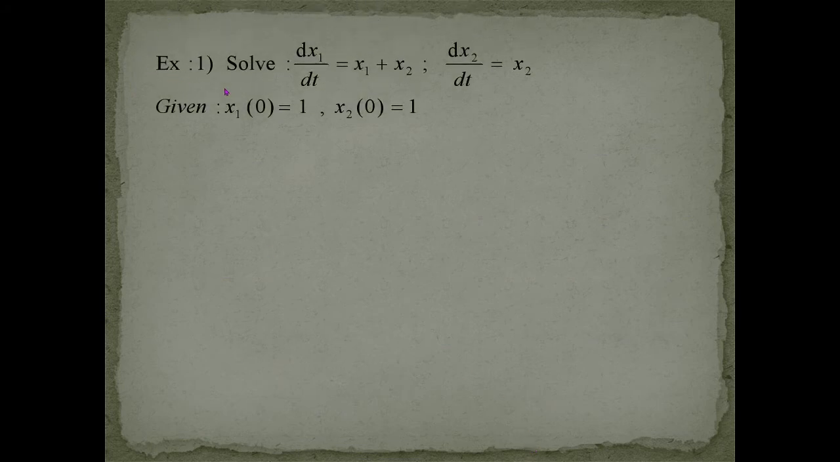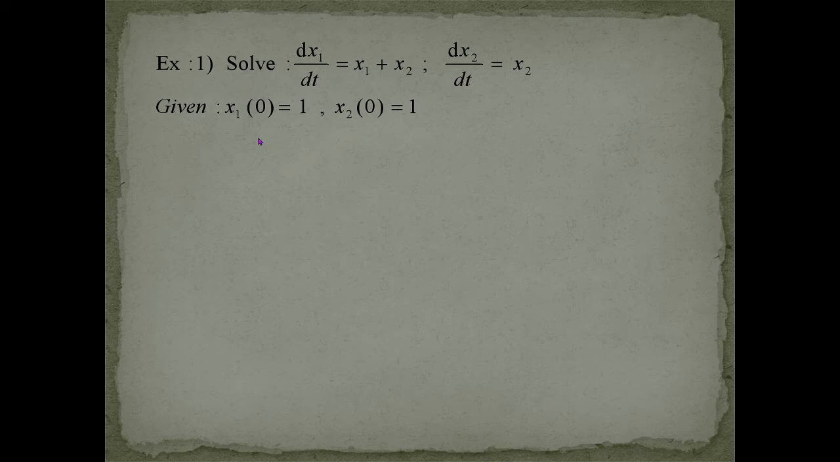Example number 1 says, solve dx1 by dt is equal to x1 plus x2, dx2 by dt is equal to x2. As you can see, x1 and x2 are dependent on t. So x1 and x2 are dependent variables, whereas t is the independent variable. We are given the initial condition: x1(0) is 1 and x2(0) is 1. These initial conditions will be helpful in finding out the constants.